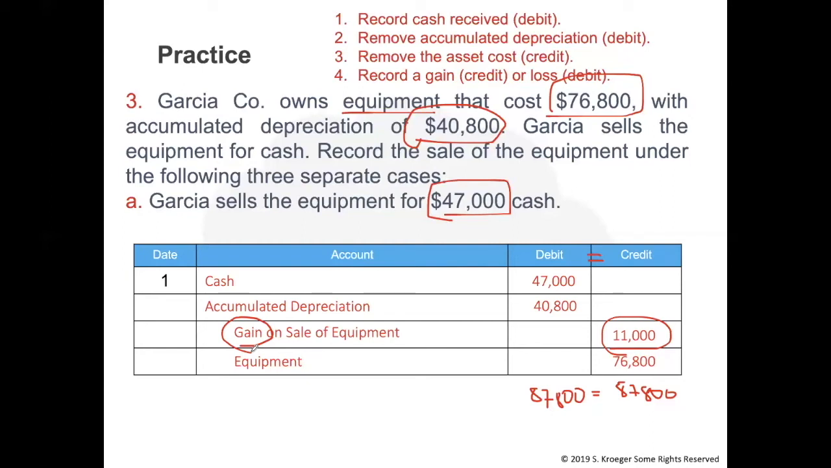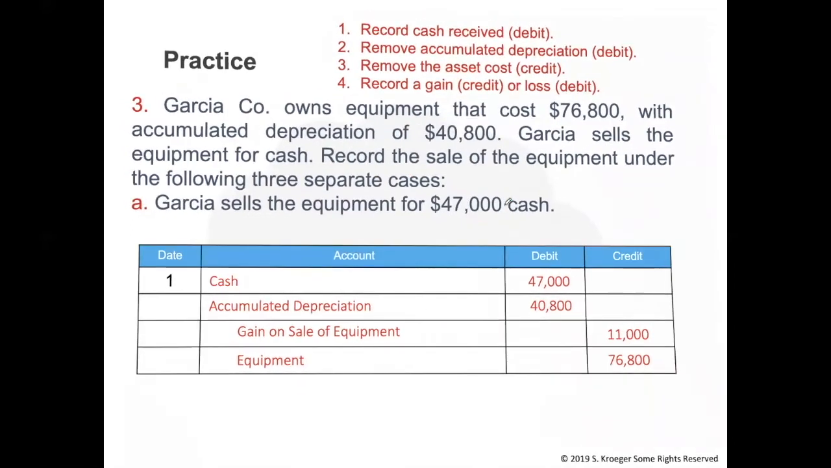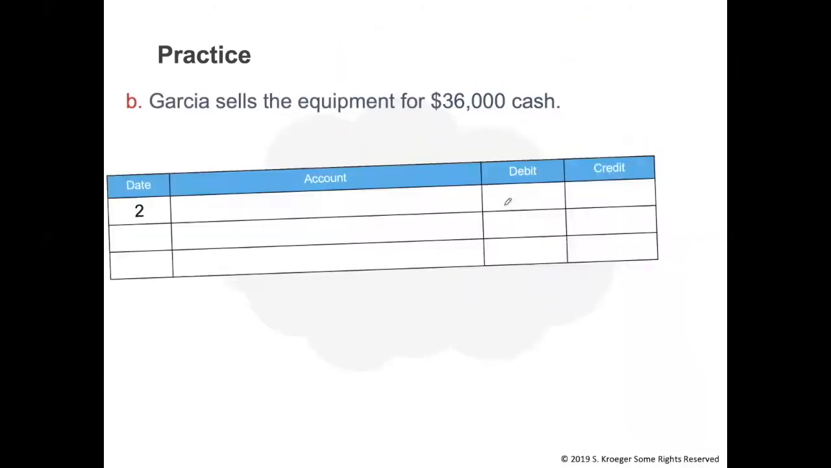Another way you can do it is try to figure out the gain or loss before you even start putting in the journal entry. You can do that by taking the cost of your asset minus your accumulated depreciation. That'll give you your book value, and then seeing what you sold it for. If you sold it for more than your book value, which we did in this case, it would be a gain. We would have gained 11,000. If the cash we're receiving is less than the book value, then we would be losing money. We're going to do the same problem a few more times in different scenarios.